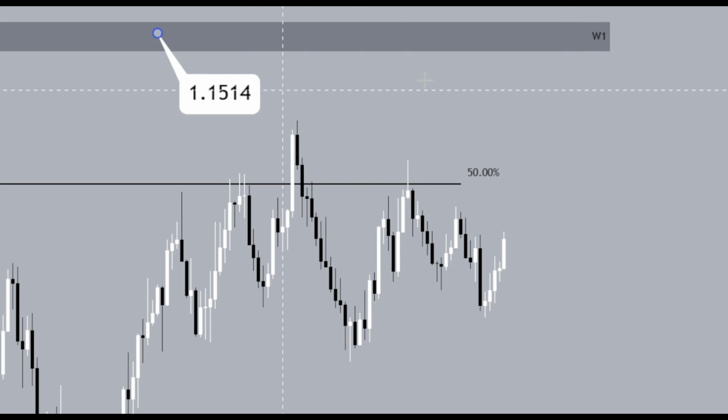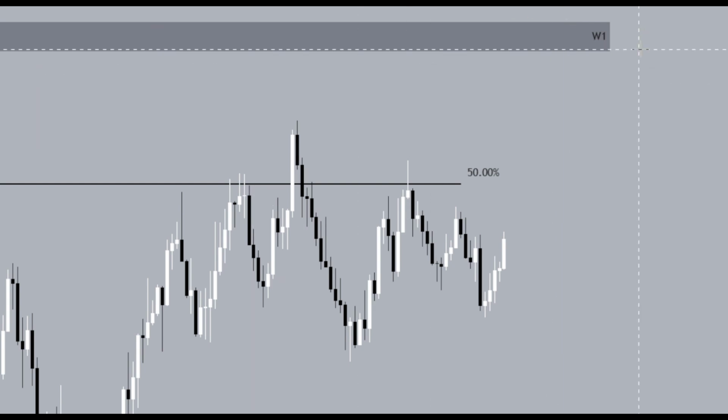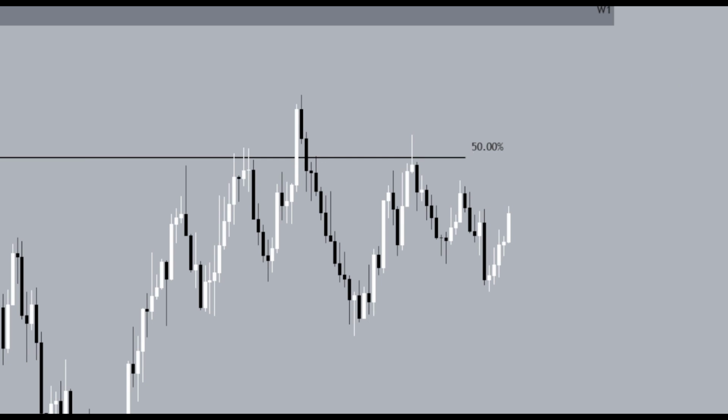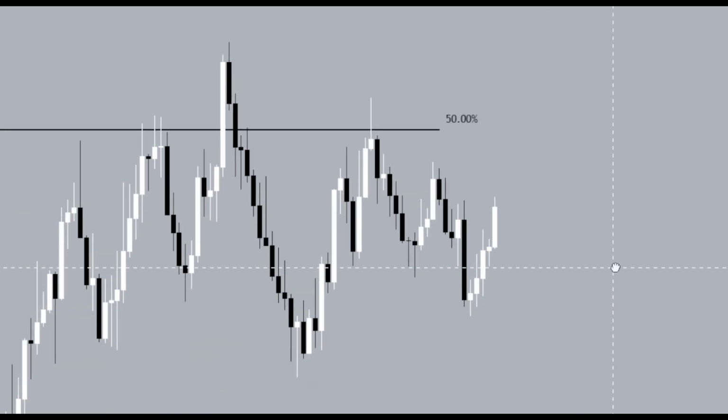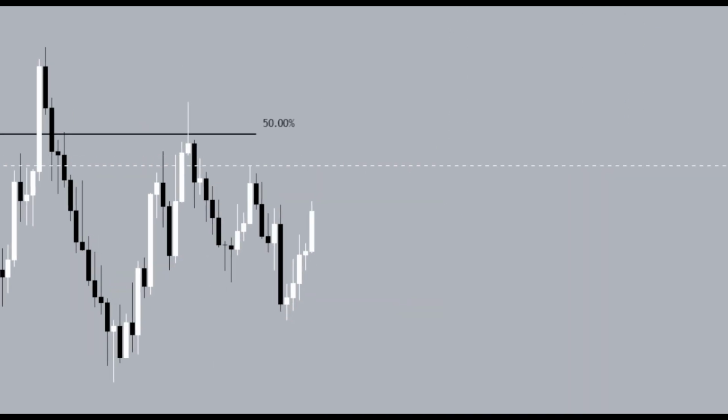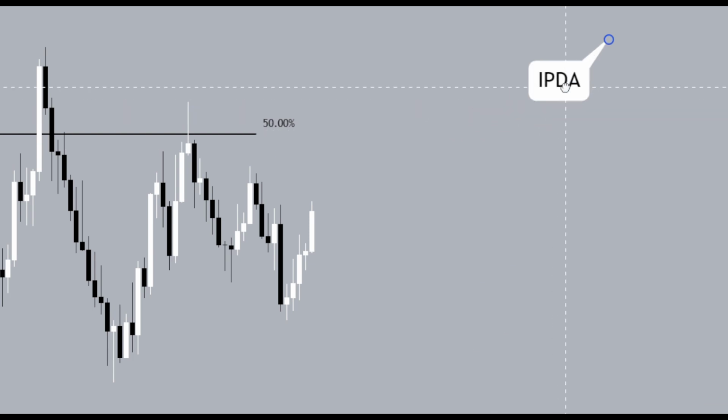Simply put. So now that we have a POI up here at 1.15 roughly, we need to understand what else price has given us, right? So now that we've gone through the 4 basic pillars of price, we need to understand, from an ideological standpoint, what does the market actually aim to achieve by moving up or down? When the markets move up or down, essentially we have the interbank price delivery algorithm, IPDA for short.